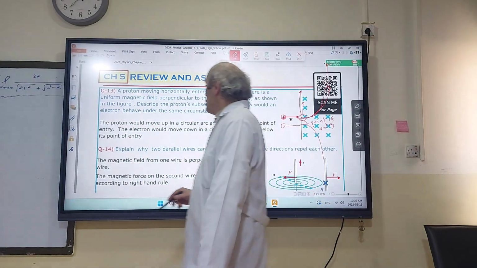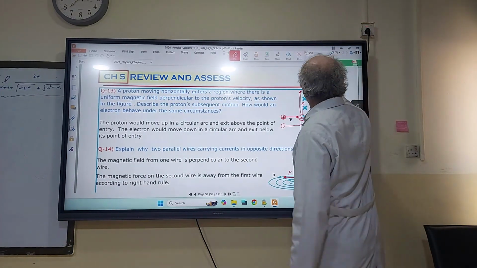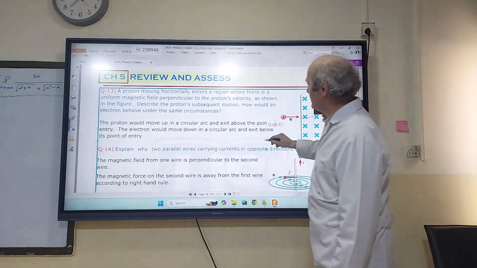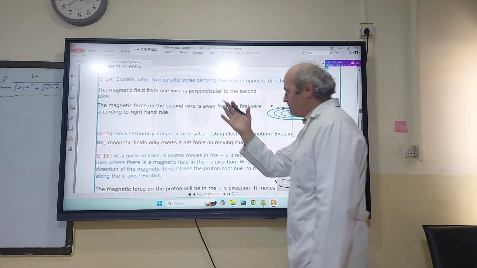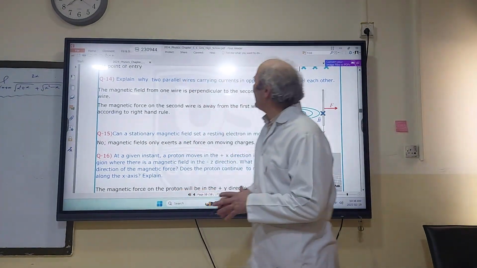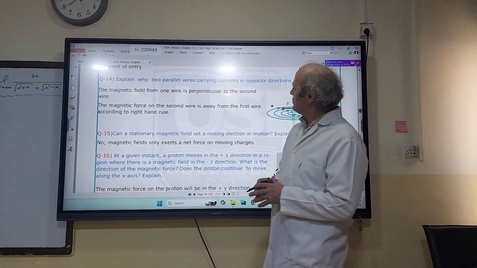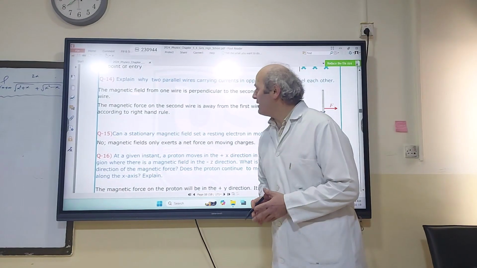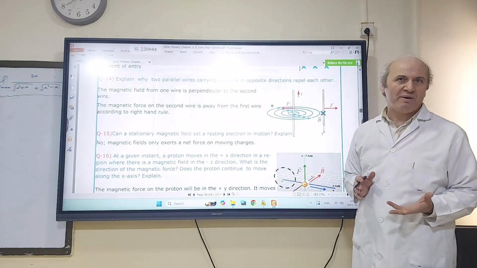Okay. Question number 14. Two parallel wires carry electric current in opposite directions. Two parallel current-carrying wires in opposite directions repel each other. Why do they repel each other?